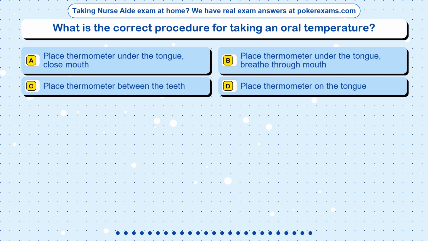Question 23. What is the correct procedure for taking an oral temperature? Option A. Place thermometer under the tongue, close mouth. Option B. Place thermometer under the tongue, breathe through mouth. Option C. Place thermometer between the teeth. Option D. Place thermometer on the tongue.